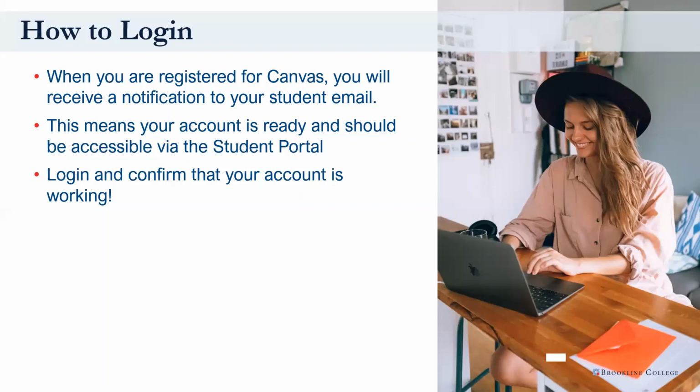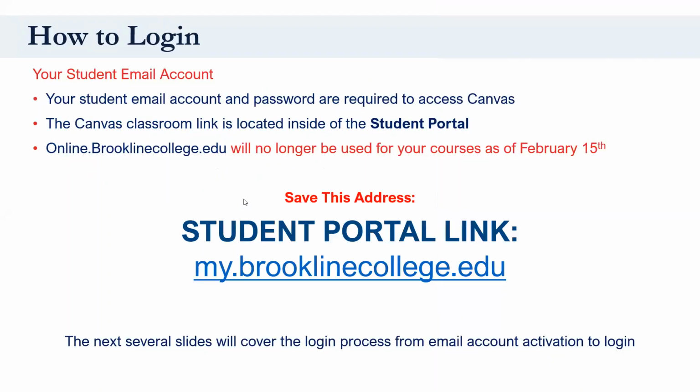And so the first thing I want to say is that earlier this week, you should have received an email that let you know that you now have a Canvas student account, and that would have come into your student email, and it also would have come to your personal email. What this means is that your account is ready, and you should be able to access your account through the student portal. What we want to do first is make sure that you've actually activated your Microsoft Office account.